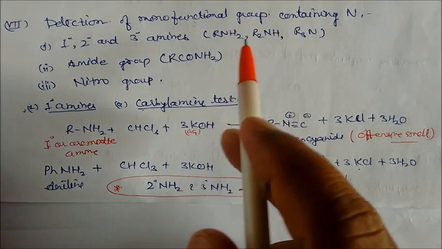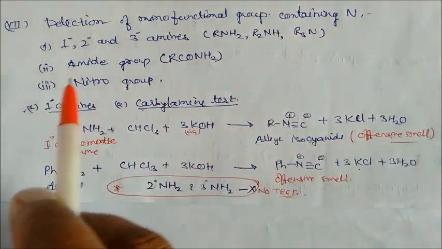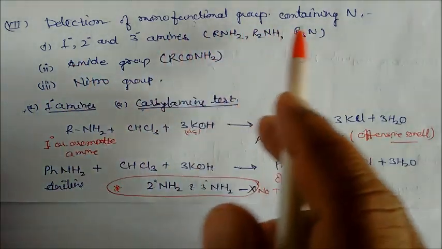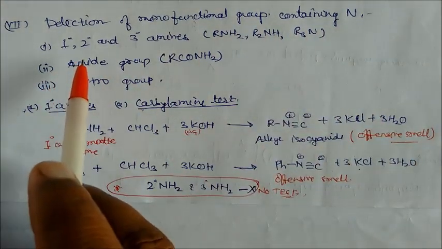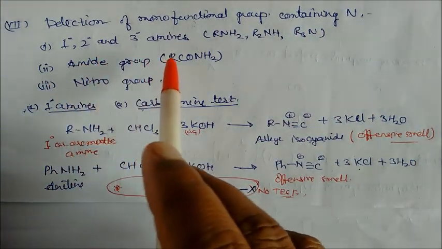Detection of monofunctional group containing nitrogen. So here we have to detect this monofunctional group containing nitrogen. Here we have three cases. One is primary, secondary, and tertiary amine.